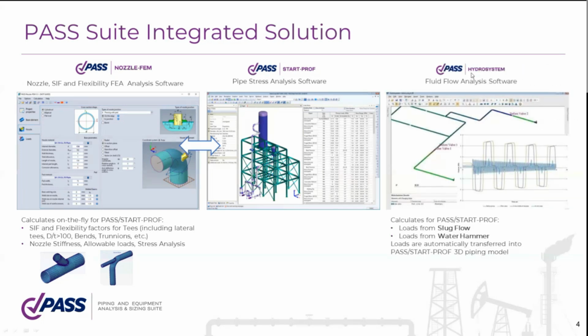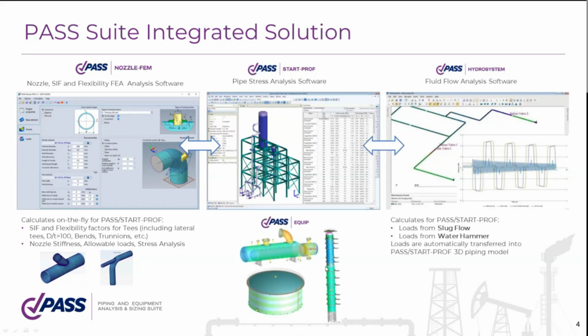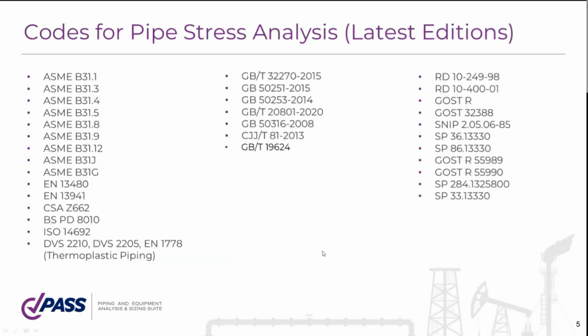And also we have a hydro system software for hydraulic analysis, also integrated with StarProf software. It can calculate the slug flow loads on the piping systems and transfer those loads to StarProf stress analysis software. We also have water hammer analysis in hydro system, which can also transfer the loads to StarProf. And we have the PAS equip software for pressure vessel, tanks, columns, and heat exchangers analysis and design. So we have all the software needed, for example, for the oil and gas industry.